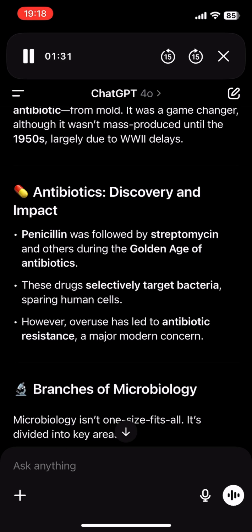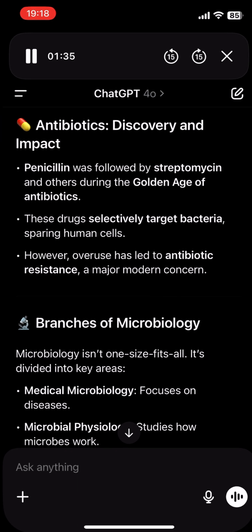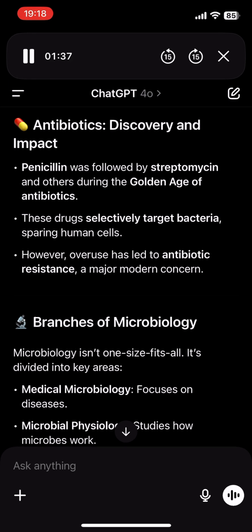Antibiotics, discovery and impact. Penicillin was followed by streptomycin and others during the golden age of antibiotics. These drugs selectively target bacteria, sparing human cells. However, overuse has led to antibiotic resistance, a major modern concern.